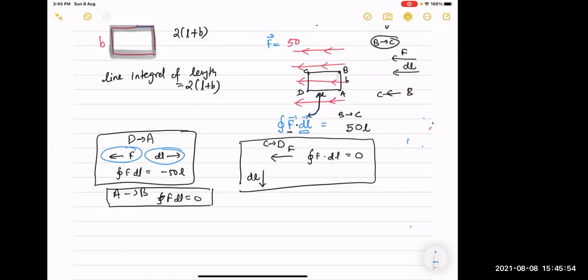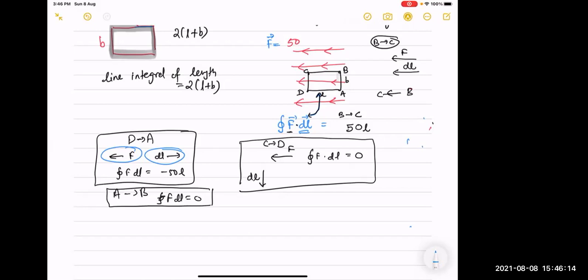I can't ask you what is the line integral of this red field, magnetic field. No, I will have to ask you what is the line integral of this field over this loop. Okay. Is this fine with everyone? Yes, sir.